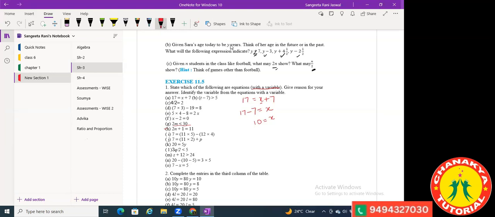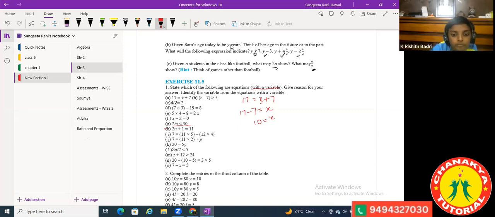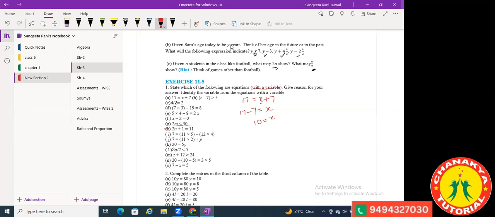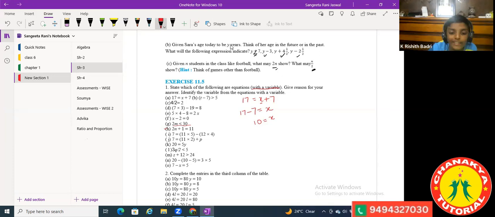Now, I part. Rishit, you tell me, is this an equation with a variable? No, ma'am, it's not an equation with a variable. There is no variable in this equation. But it's an equation. It's an equation. Good.